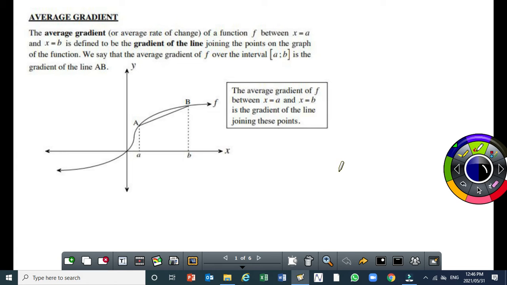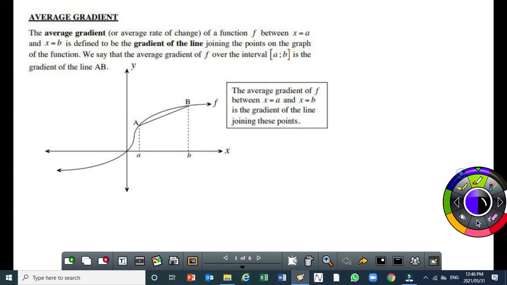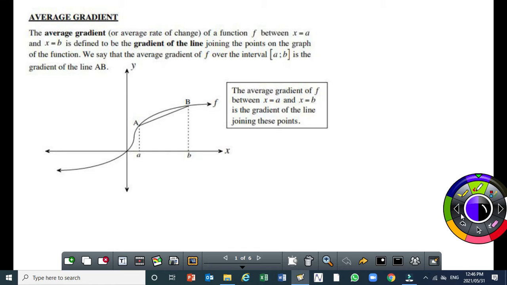Okay, so in grade 11, you were taught this formula: average gradient is equal to f of x. Well, let me start from the basics of the formula to avoid confusion. Y2 minus y1 over x2 minus x1. So you did that formula from grade 9.